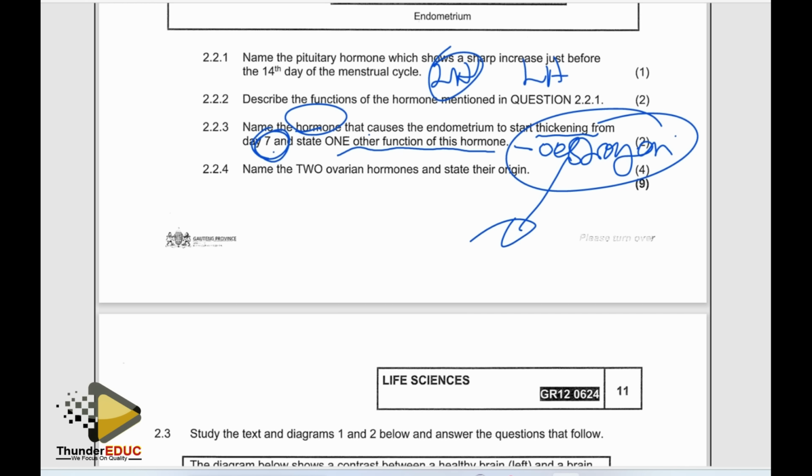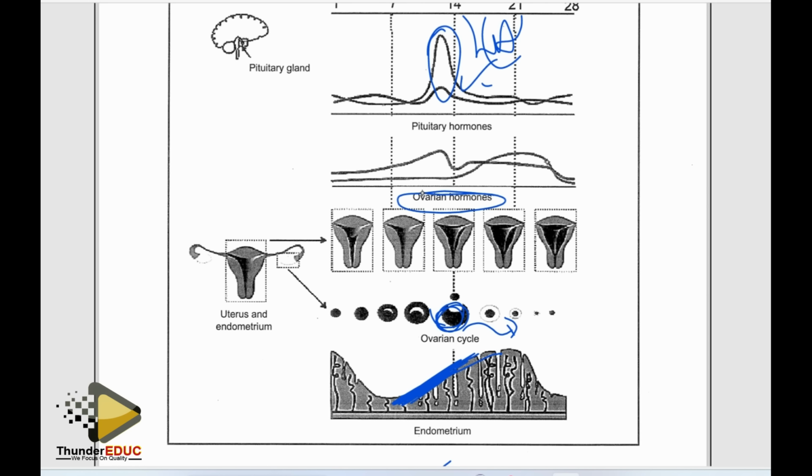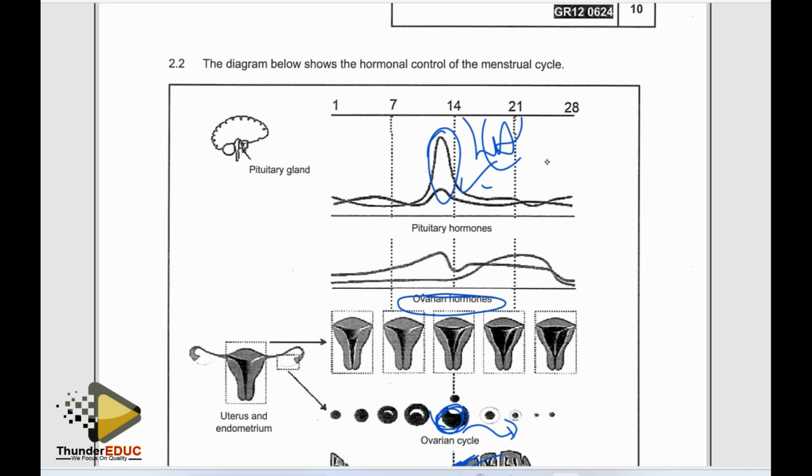So that's it. Name two ovarian hormones and state their origins. When you talk about ovarian hormones, you're looking at the hormones which are produced in the ovary. Which hormones work in the ovary? We are looking at the hormones which are produced from the ovary. That's why even here they are saying ovarian hormones. Even they are showing you them here.